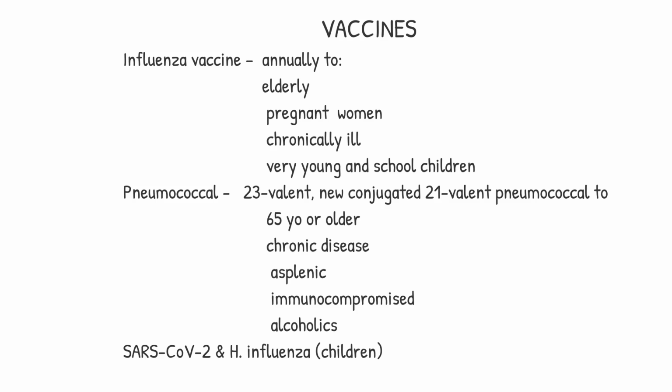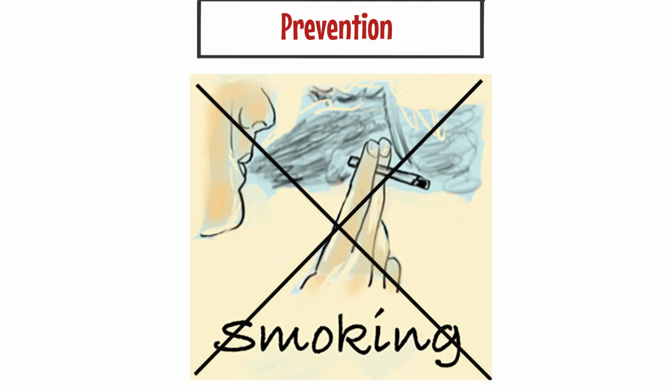Influenza vaccine should be given annually to the elderly, pregnant women, the chronically ill, the very young, and school-aged children. Pneumococcal vaccines are very safe and efficacious, and there are two that are now given, the 23-valent and the new conjugated 21-valent pneumococcal vaccine. They should be given to those who are 65 years or older, those with chronic disease, asplenia, immunocompromised, and to alcoholics. SARS-CoV-2 and Haemophilus influenzae Hib vaccines should be given regularly as recommended. Another significant preventative measure for those who are smokers is smoking cessation.